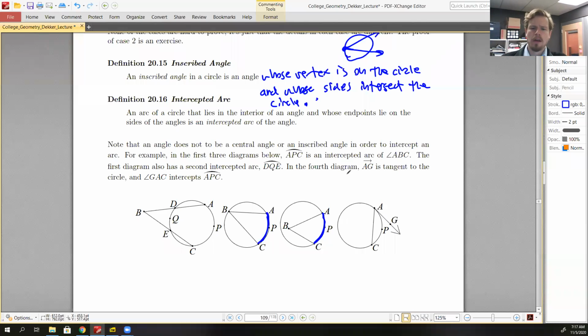Another situation we could have is that the vertex is on the circle like it was over here. However, we actually have that this line is tangent. And in this case, we still consider this a point of intersection and this a point of intersection, and then we're looking at this here.